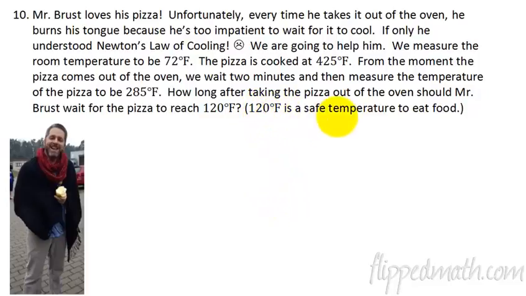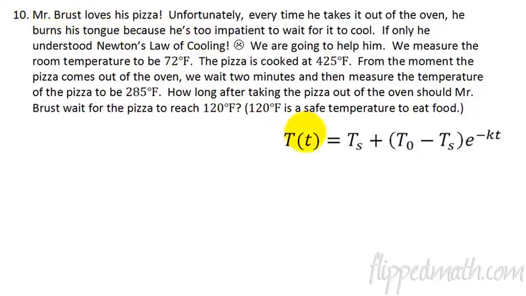Now, 120 degrees Fahrenheit, we're going to say that's safe. It's cooked at 425 degrees. The room temperature is 72. So you've got all this important information to work with. Let me go to this next page because I have the formula. Here we have our formula, and we're going to write out some things. Let me highlight some important stuff. There, we've got 425 degrees. We're trying to figure out when it's going to reach 120. We've also got, let me change colors here, that after 2 minutes the temperature is 285 degrees.